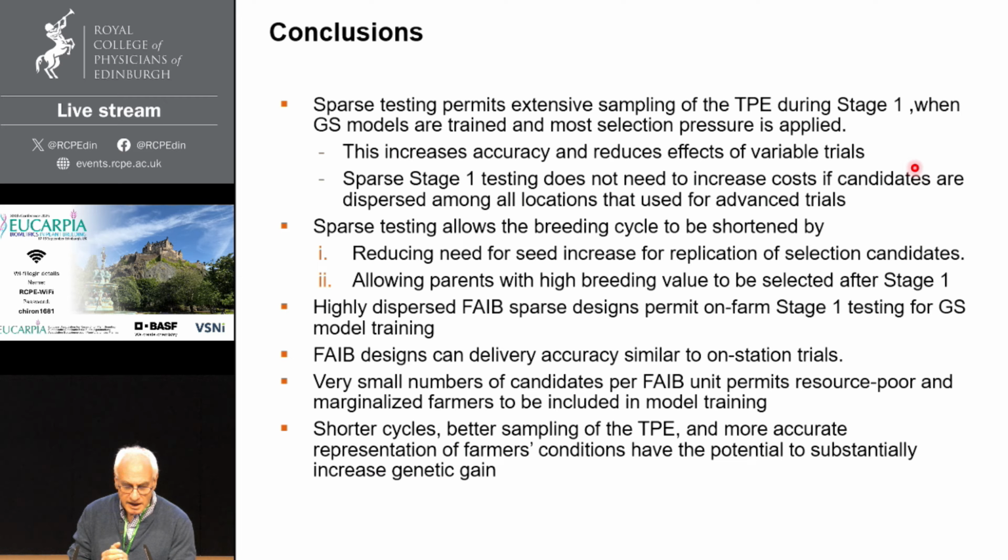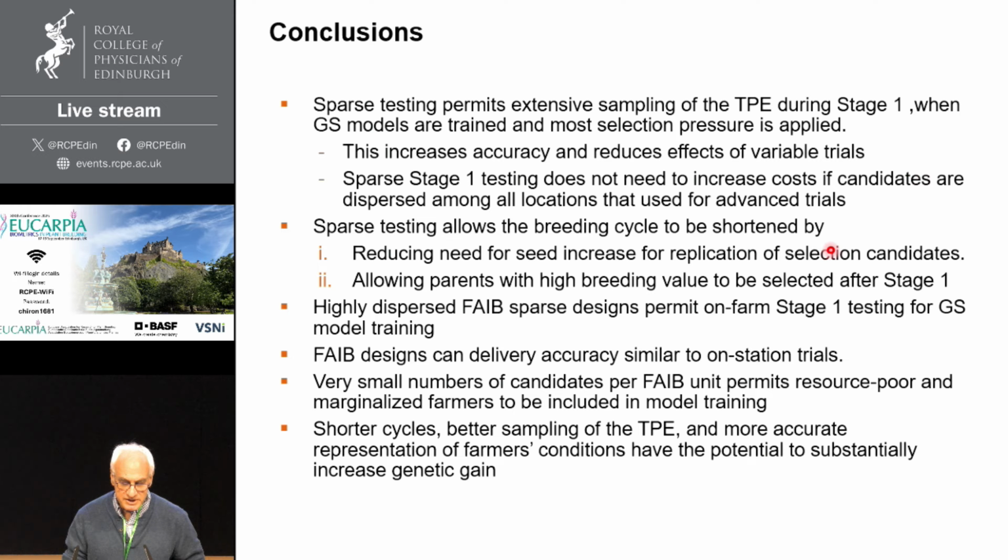Sparse testing at stage 1 doesn't need to increase costs if candidates are dispersed among all the locations that you're already using for variety testing. It does increase transaction costs a little bit, but I suggest that you chat with Clay Sneller here about trying to implement this type of network in a group of independent wheat breeding programs in the eastern U.S.